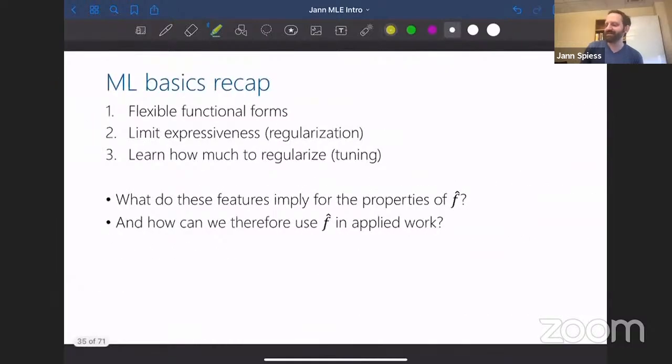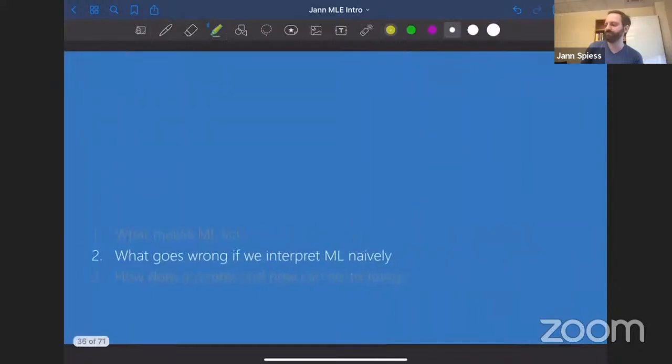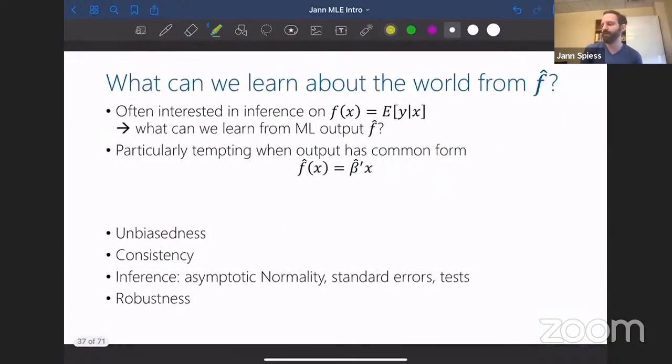So with that said, I now went through those basics here of saying we have flexible functional forms, we limit their expressiveness, and we learn how much to regularize from the data. So one question is now, assume we do all that and we have a nice prediction function, what do those features imply for the properties of the resulting prediction function? And how can we therefore use that prediction function in applied work where prediction may not necessarily be our main goal? And so I first want to go over the question, what goes wrong if we interpret machine learning naively? So what can we learn about the world from f?